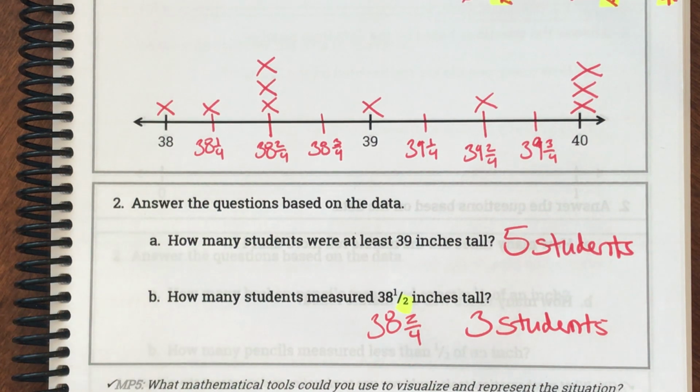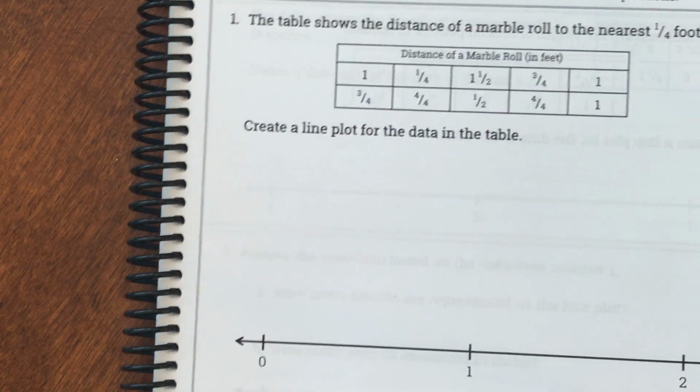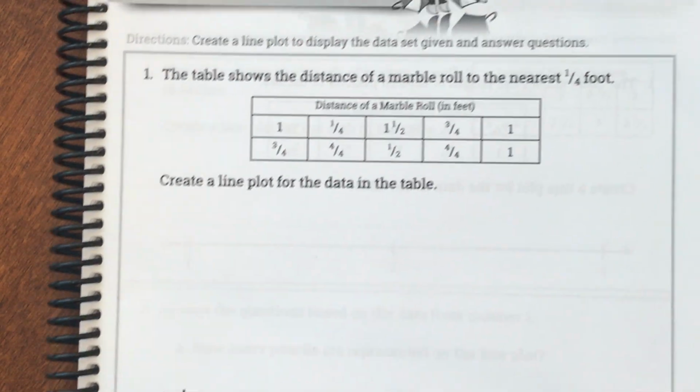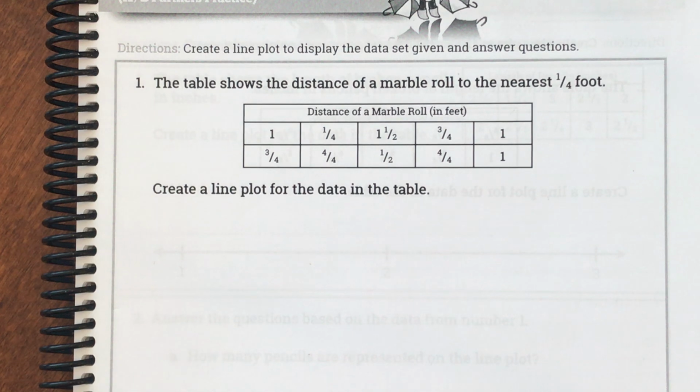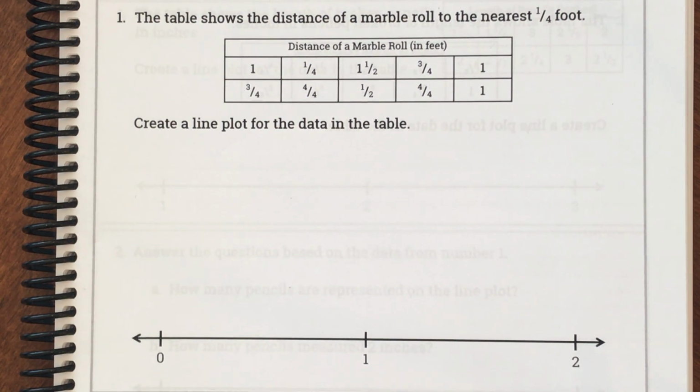Okay, friends, let's try some of these together. We are on page 6. All right, our first problem says, the table shows the distance of a marble roll to the nearest 1/4 foot. And then the title of our table says, distance of a marble roll in feet.